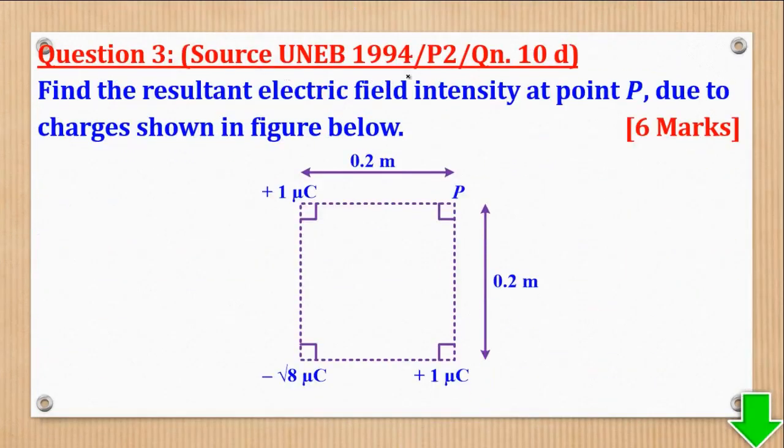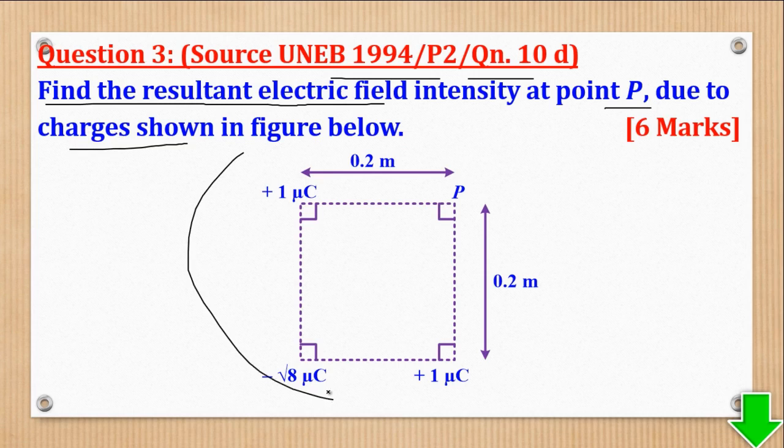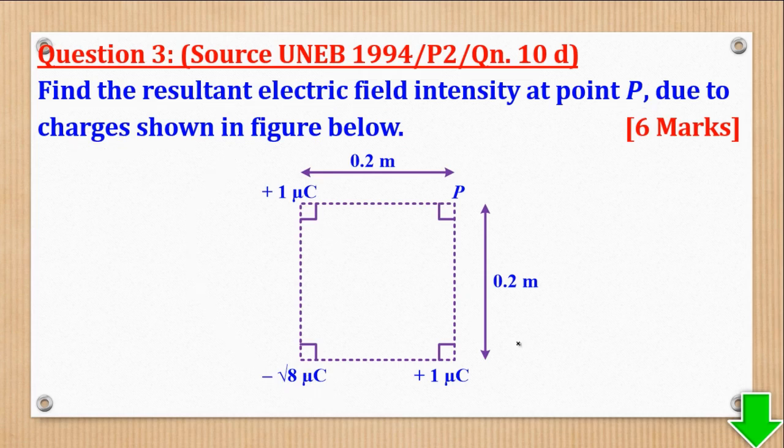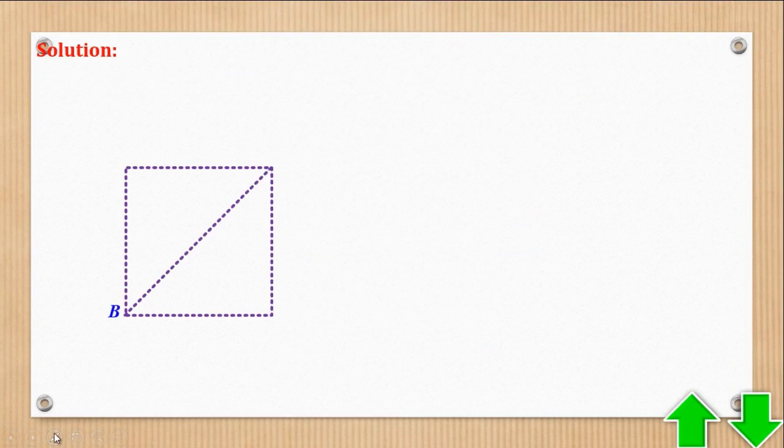Then question 3 came from UNEB 1994, paper 2, question 10D, and says, find the resultant electric field intensity at point P due to charges shown in figure below. So these are the charges, and like I said, as long as it's a triangle, rectangle, square, you have to redraw the diagram. So we shall come here and first redraw the diagram.